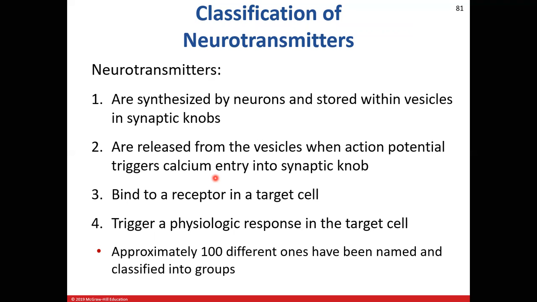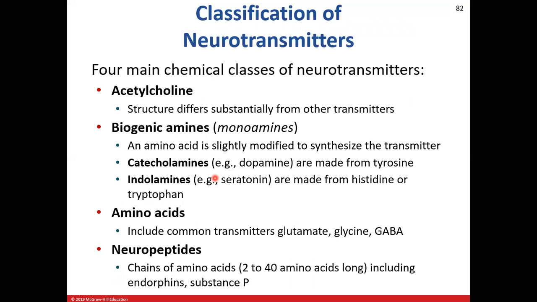Now, as far as the neurotransmitters go, we've identified approximately 100 different neurotransmitters, and we've also classified them into different groups. So there are four main chemical classes of neurotransmitters. Acetylcholine is one of them, and the structure differs substantially from other neurotransmitters. And obviously, this is the one that we talk about with the muscle contractions.